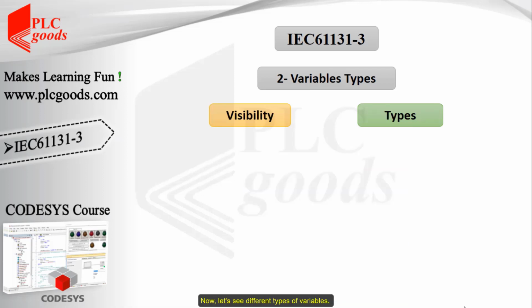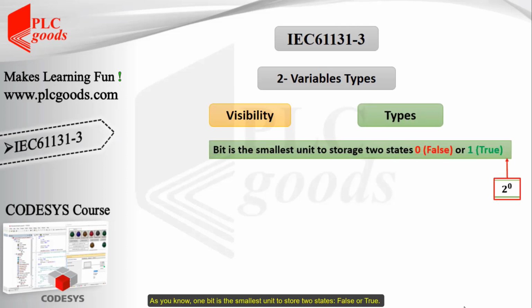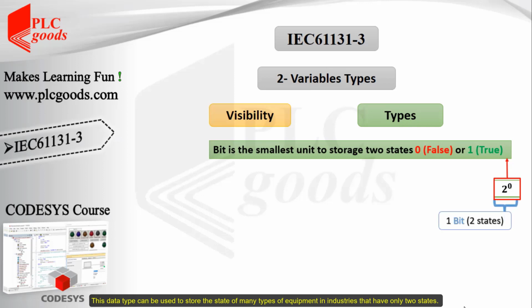Now, let's see different types of variables. As you know, 1 bit is the smallest unit to store 2 states, false or true. This data type can be used to store the state of many types of equipment in industries that have only 2 states. For example, a lamp can be on or off, or a push button which is pressed or not.